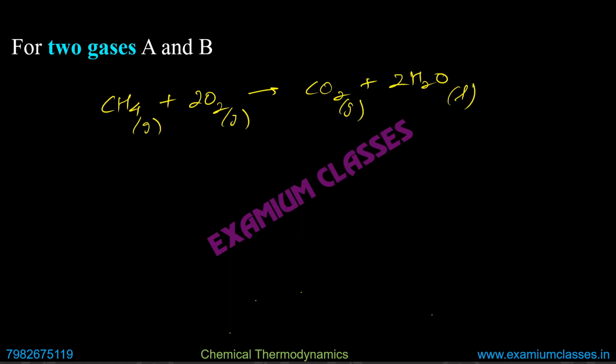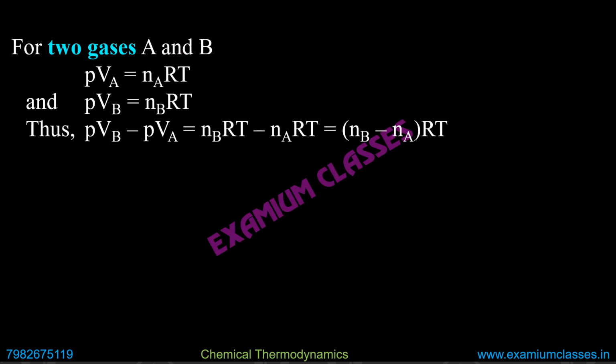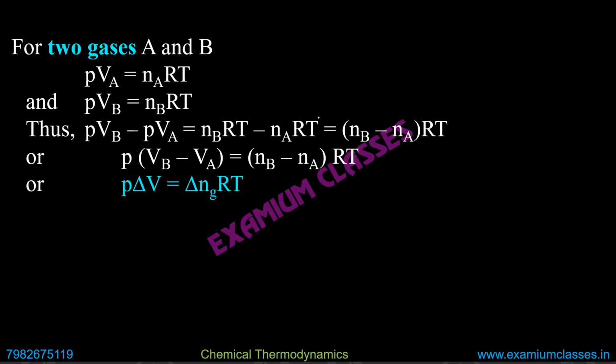So it is the initial and final case also. But in general, I have written for two gases A and B, PV is equal to nRT. Because this is the ideal gas equation, for gas A it will be PVA equals NART, and for gas B it will be PVB equals NBRT, or in the initial state and in the final state. These will be the two equations. If we subtract the first from the second, equation 2 minus equation 1, we get PVB minus PVA equals NBRT minus NART. If we take RT common, it will be NB minus NA. It means it is the change in the number of moles, delta N. So we can write it as P delta V, because VB minus VA will be delta V. P delta V equals delta Ng RT.